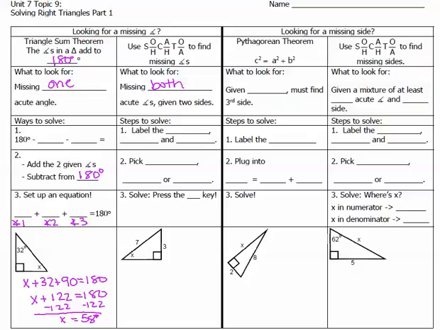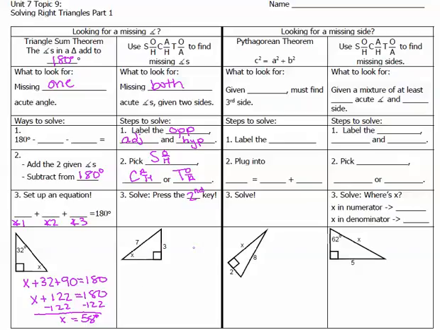Now the other option is, what happens if I'm missing both angles? But I'm given two sides, which always helps. So my steps to solve this are, once I pick my angle, I'm going to need to label my opposite, my adjacent, and my hypotenuse. I'm going to pick SO, CA, or TOA, and press the second key to solve.